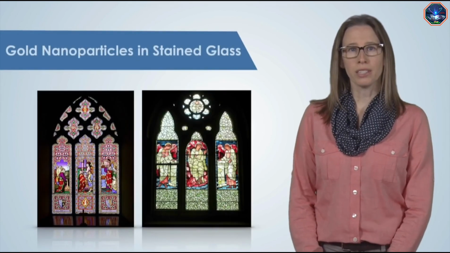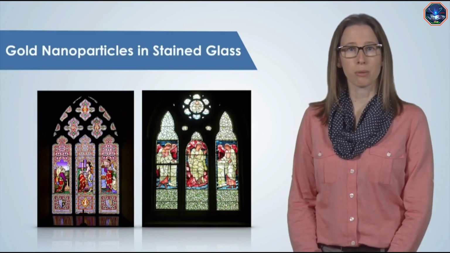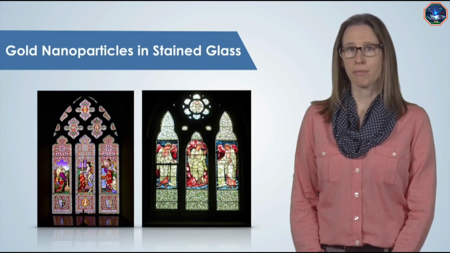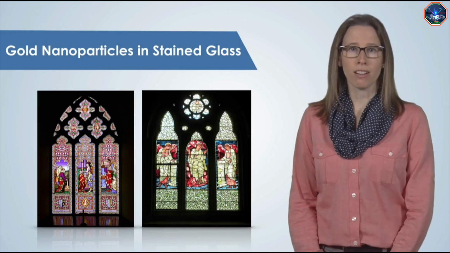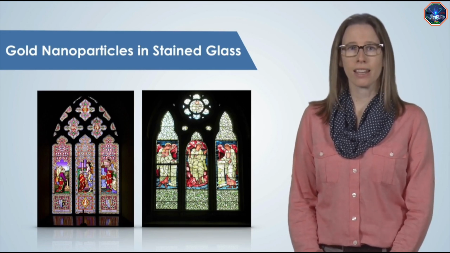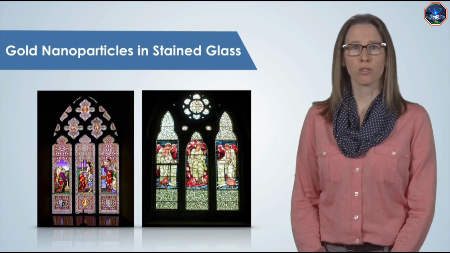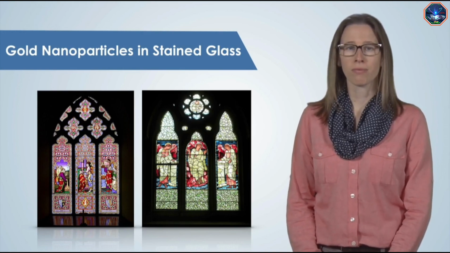For centuries, gold nanoparticles have been used to create red stained glass, and silver nanoparticles have been used to create yellow stained glass. At the time, the artists producing these windows knew that gold produced red colors and silver produced yellow colors, but they didn't understand that it was due to nanoparticles. If they did, they could have controlled the size of the nanoparticles to create other colors as well.